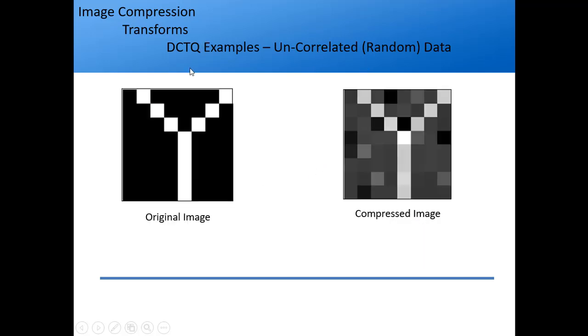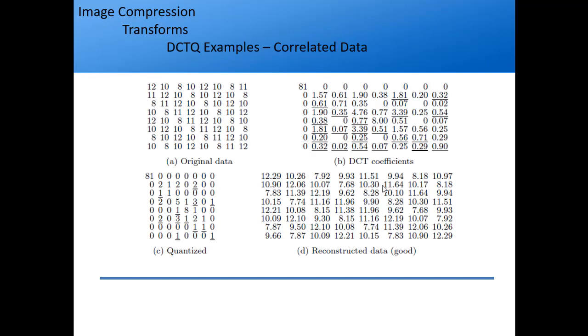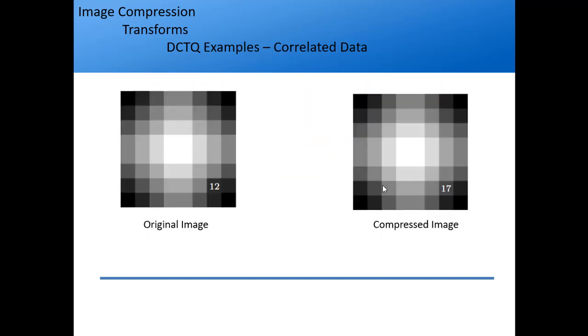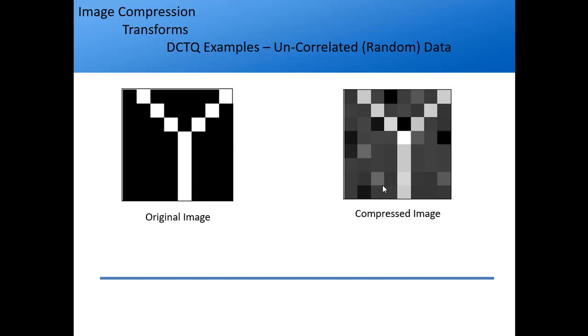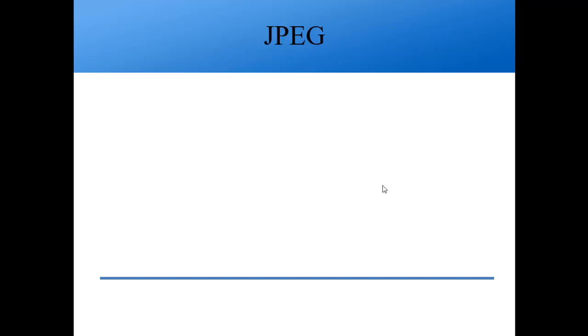That is what we understood last time. This is uncorrelated data; if you compress it, you get this, a bad reconstruction of data. This is what we discussed last time. That was DCT, discrete cosine transform, and DCTQ is discrete cosine transform with quantization.